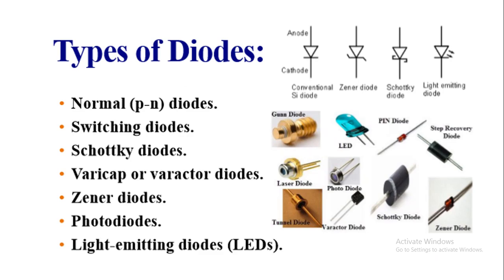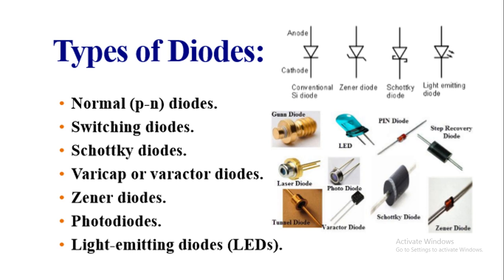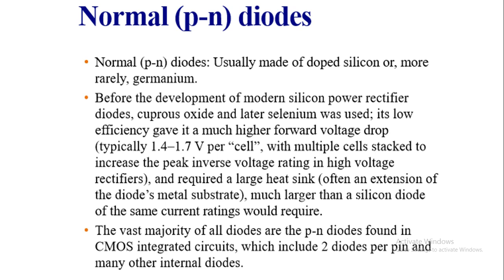Continuing the electronic course, speaking now about the types of diodes. We have normal PN diodes, switching diodes, Schottky diodes, Varicap or varactor diodes, Zener diodes, photodiodes, and light-emitting diodes or LEDs. The picture here shows the symbols of different types of diodes: LED, photodiode, varactor, Schottky diode, Zener diode, laser diode, and light-emitting diode, LED. So first, speaking about normal PN diodes.